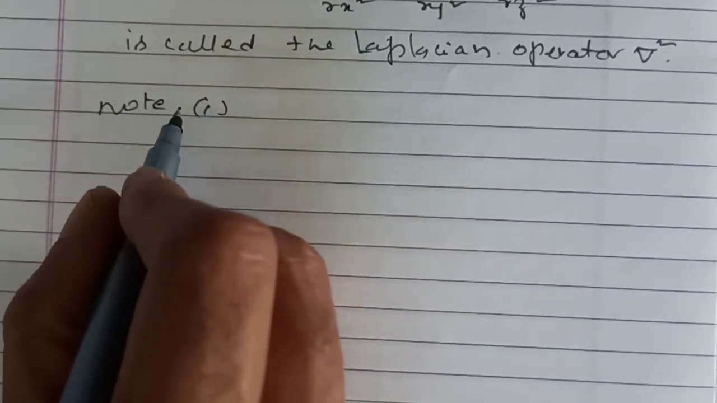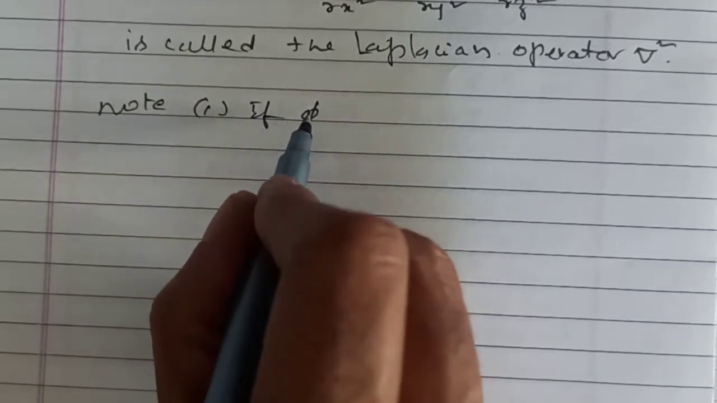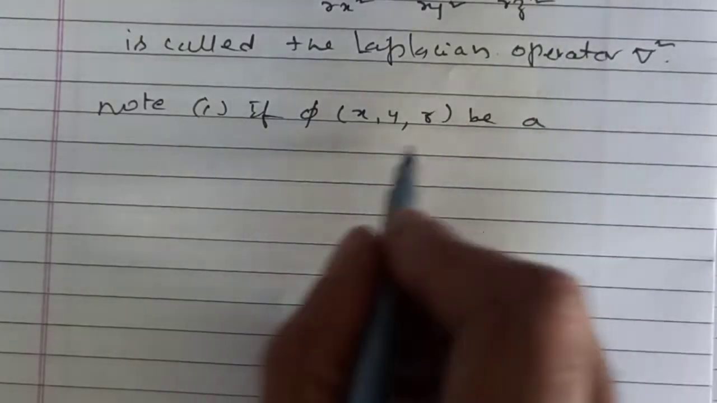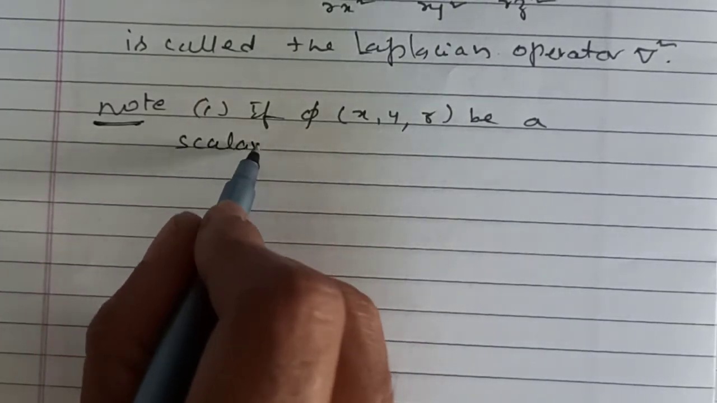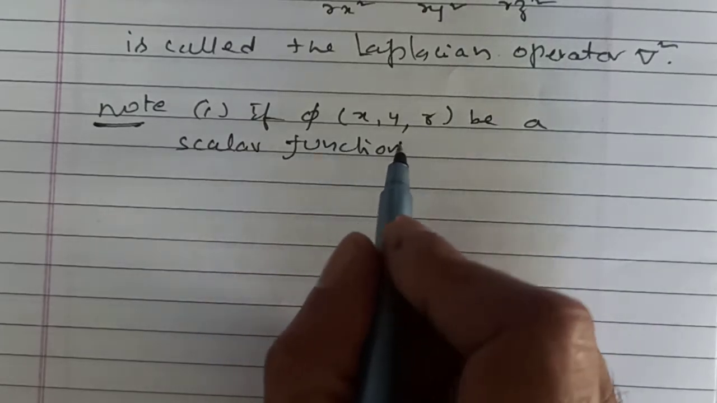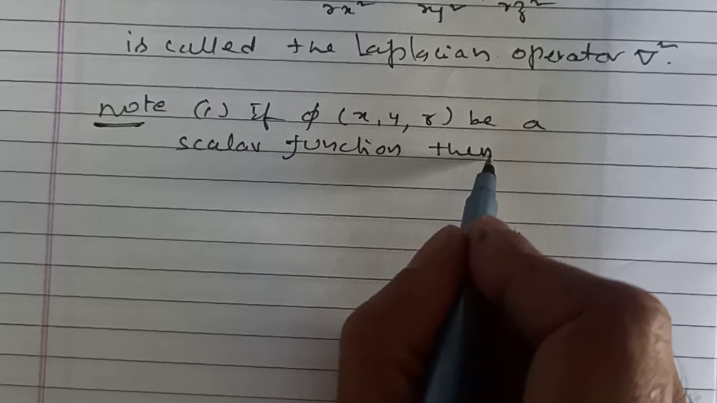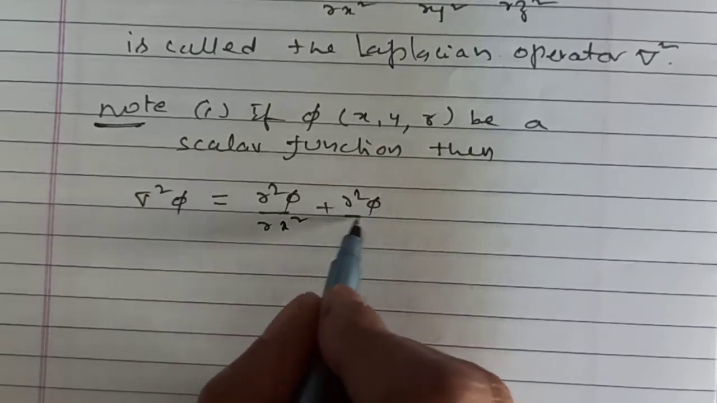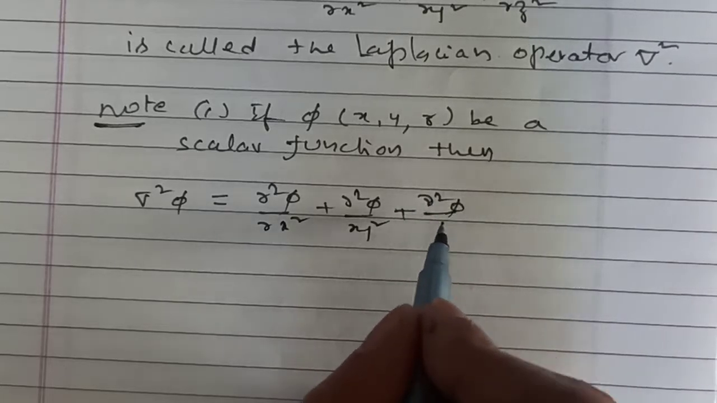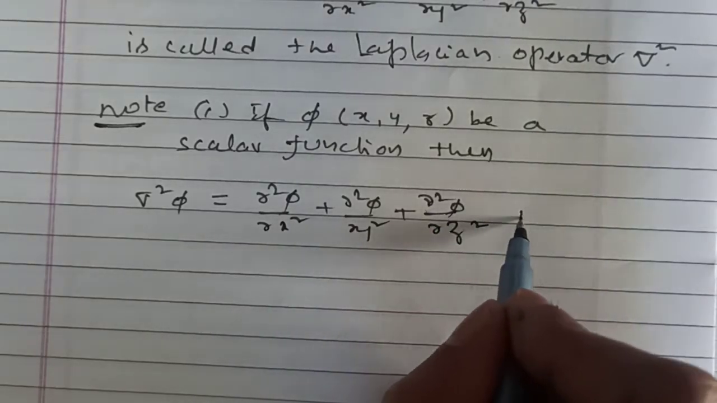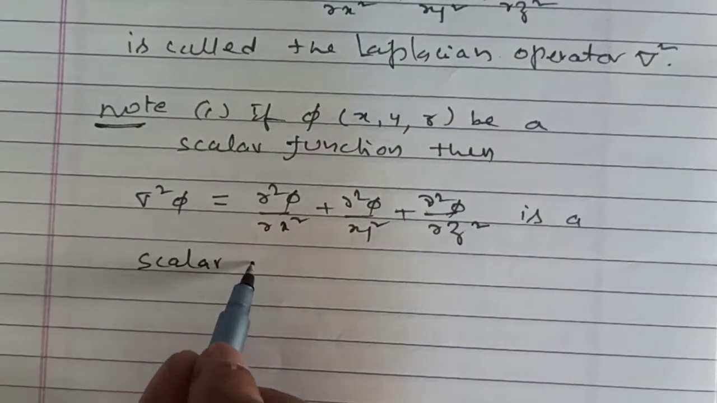Next, note 1. If phi of x, y, z be a scalar function, then del square phi is equal to dou square phi by dou x square plus dou square phi by dou y square plus dou square phi by dou z square, is a scalar quantity.